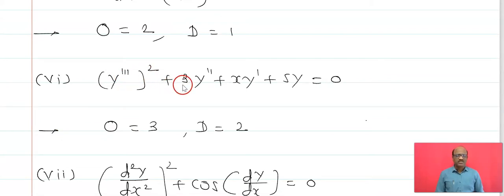(Bracket square) plus 3 into y, differentiate 2 times y double dot plus x into y dot plus 5y, that equals 0. And here the order is 2 and the degree is 3.